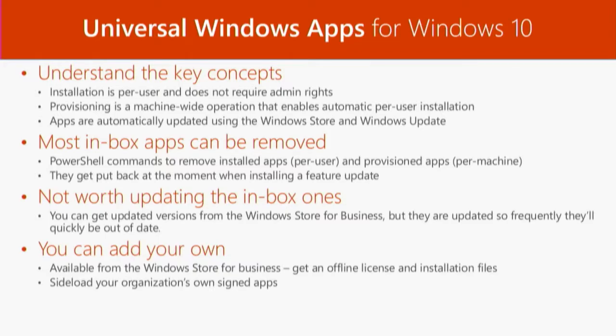Now you can add your own applications. If you've got developers building Universal Windows apps, you can take the installation files that are output from Visual Studio and provision those applications into your image as well. So they would hand over the necessary AppX files as well as the certificates that were used to sign those, and then you can deploy those as part of the image.